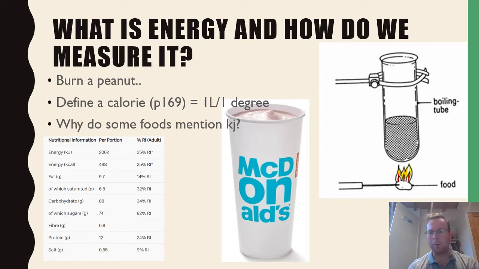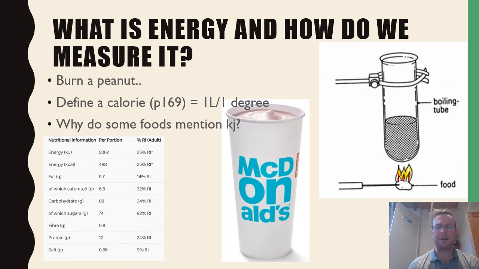So one way of measuring the energy content of food is by measuring how long it burns. Energy we define as calories, and there's a really good definition in your course book, page 169, which I encourage you to look at. An actual calorie is the amount of energy required to raise 1 gram of water by 1 degree, starting from around 15 degrees.